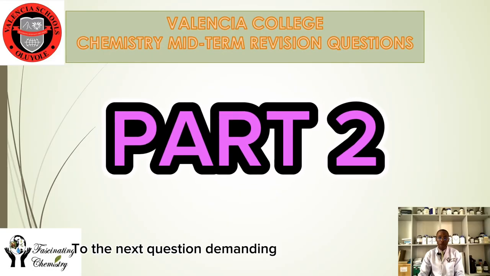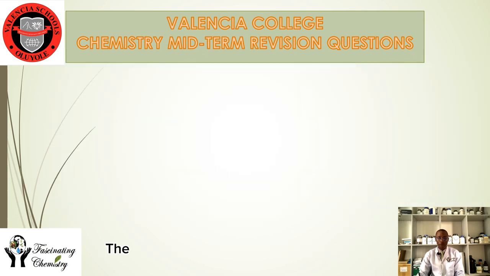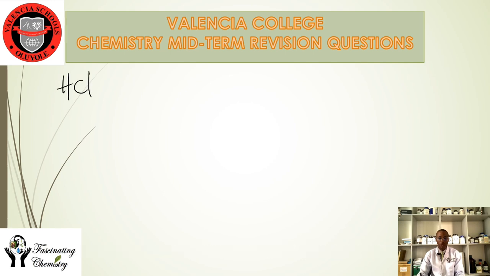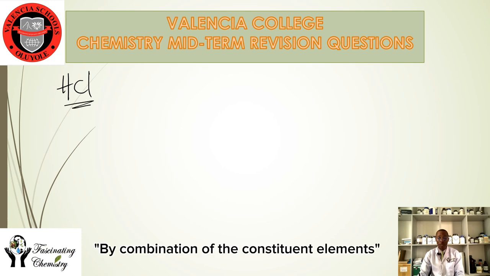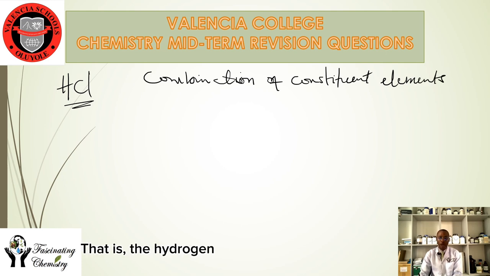To the next question, demanding we should give two ways of preparing an acid in the laboratory. The one that should always come to mind is those kind of acids that are binary in nature, that is acids made up of two elements. So when you have this kind of acid, you can easily just say by combination of the constituent elements. That is the hydrogen combining with the chlorine to just give us the HCl.